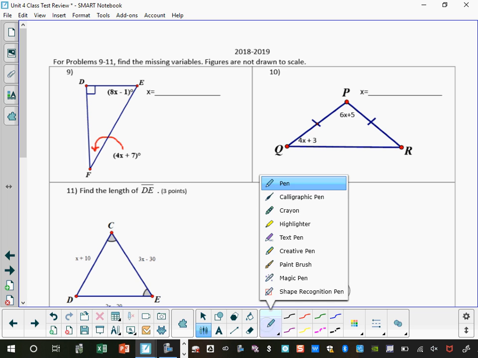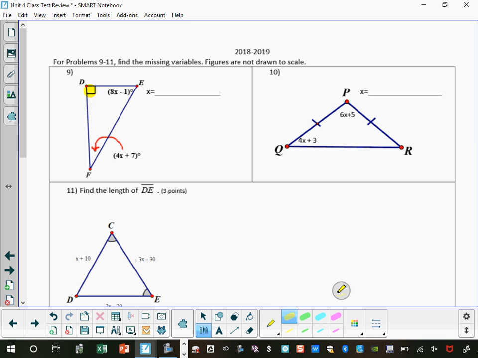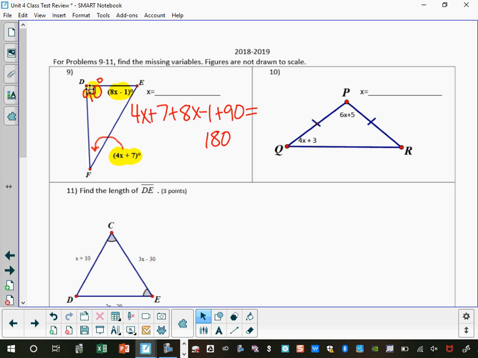while you guys are still loading up Desmos, you see that I have 3 interior angles here. These 3 angles are going to equal what? 180. Because this guy here is 90 degrees, right? So I have 4x plus 7 plus 8x minus 1 plus 90 is going to be equal to 180. Typically what we would do with this is we would combine like terms, and then we would solve for x.